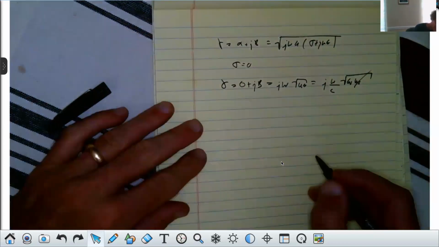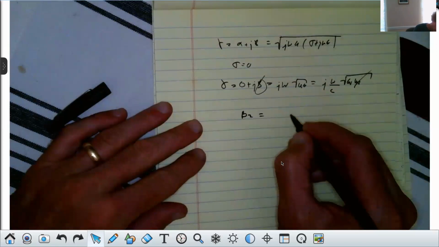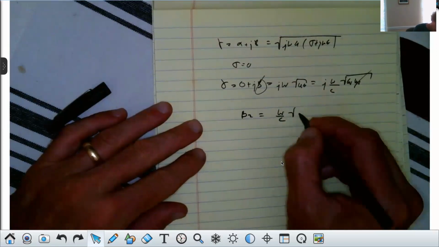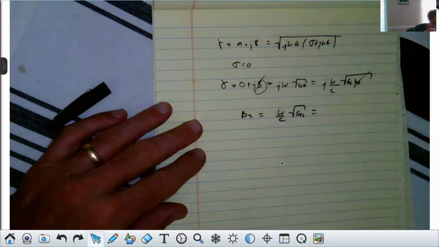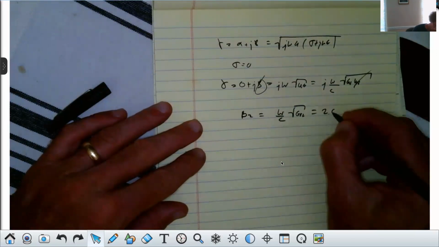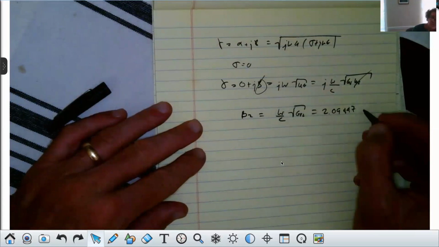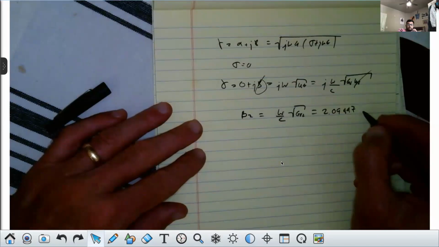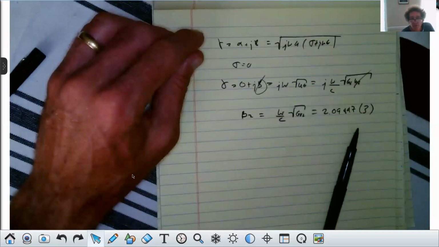Now in our region 2, this would be beta. Beta in region 2 would be equal to omega over c times the square root of epsilon relative 2. Omega over c was what beta 1 was, isn't it? Beta 1 was 2.09 something. Can you tell me exactly what it was? 2.09447. It's that times the square root of epsilon relative 2. Epsilon relative in region 2 was 9, right? So it's this times 3. Or beta in region 2, I'll do it right here.